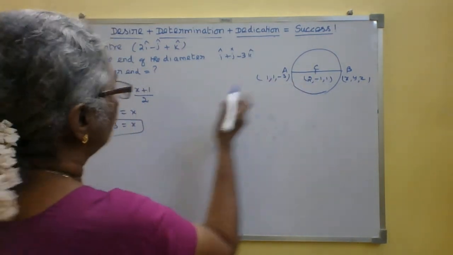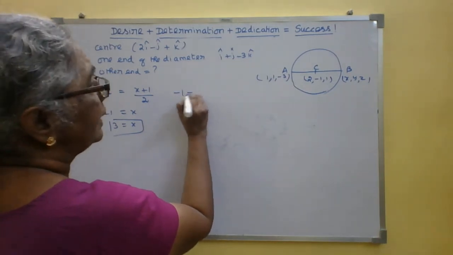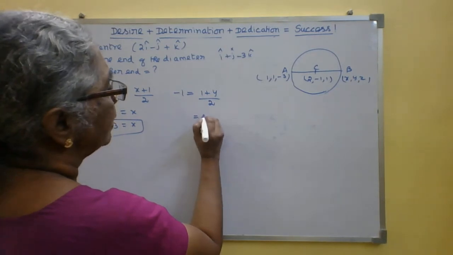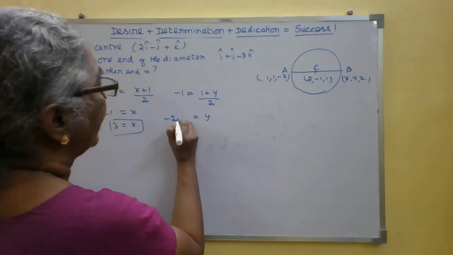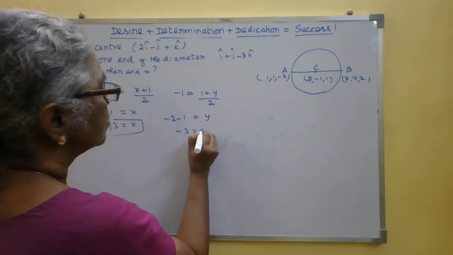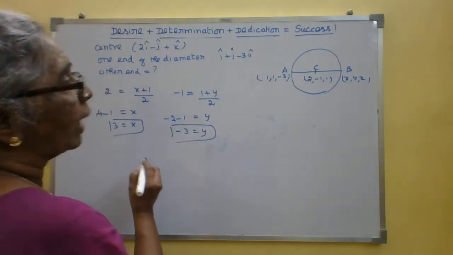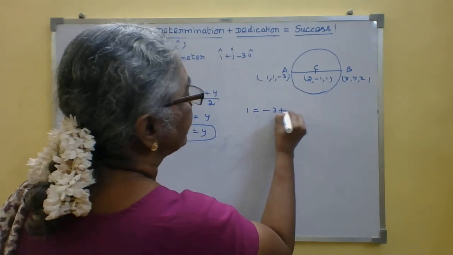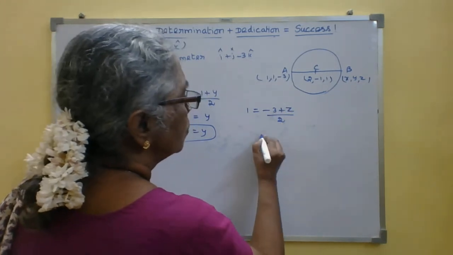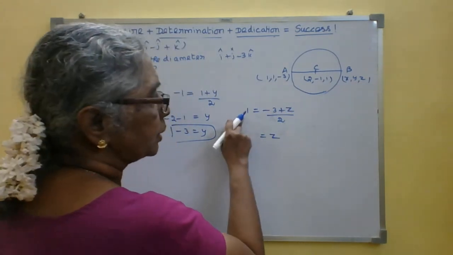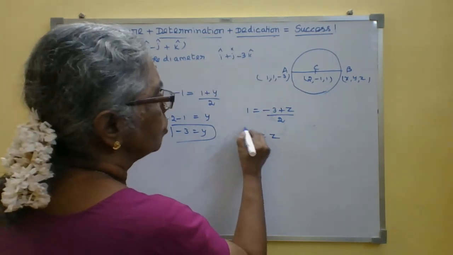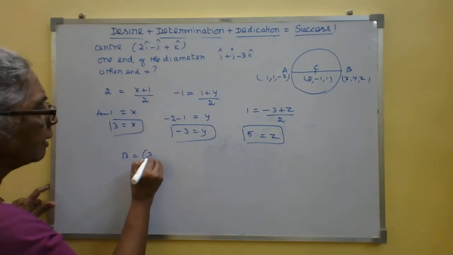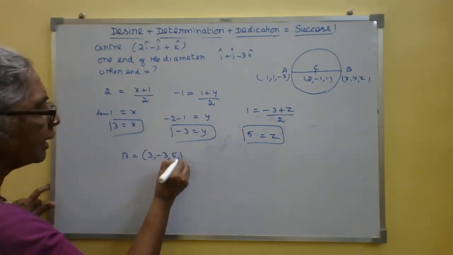Then coming to the y coordinate, I will get minus 1 is equal to (1 plus y) by 2. So I will get y is equal to minus 2 minus 1, which is minus 3. This will be my y. Coming to the z part, I will get 1 is equal to (minus 3 plus z) by 2. So the z will be, this is 2, that will become plus, so I will get 5. So the point B is nothing but (3, minus 3, 5).